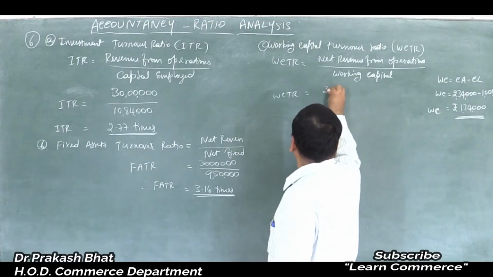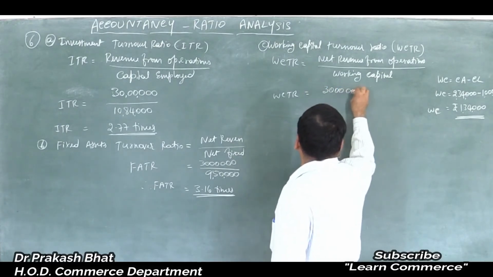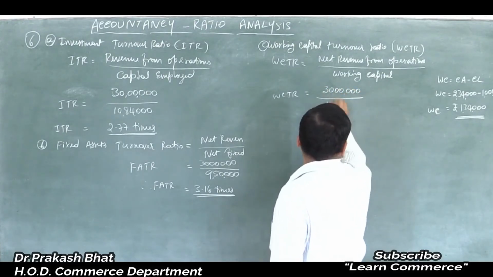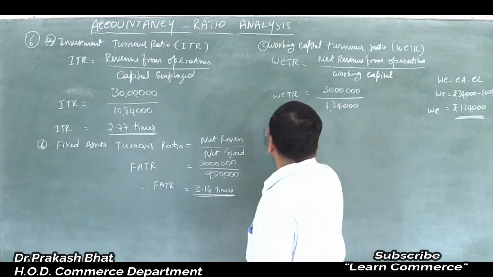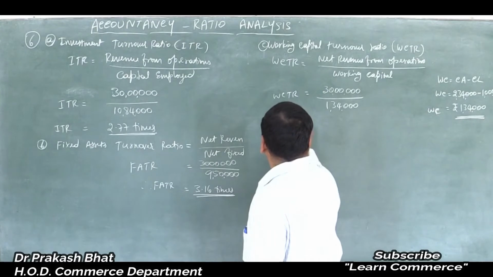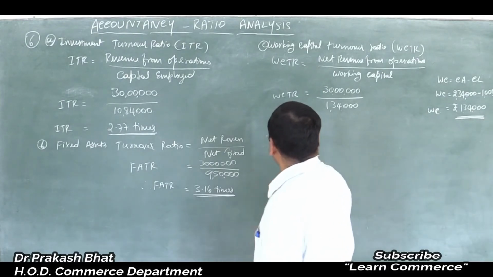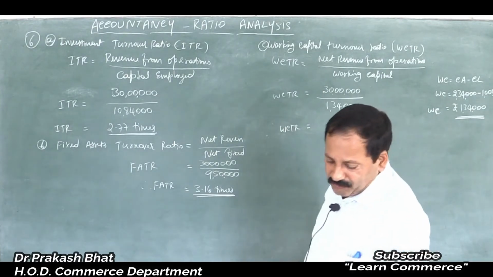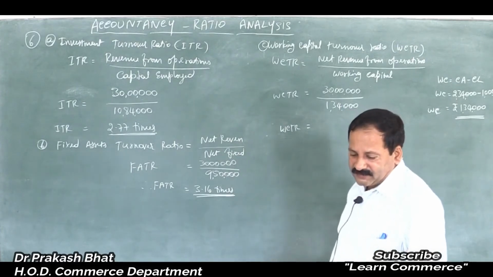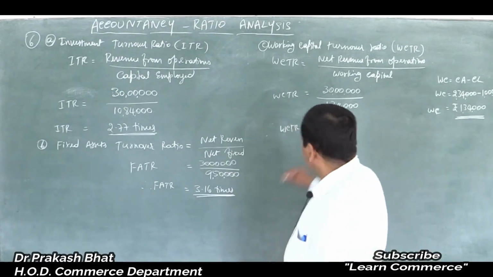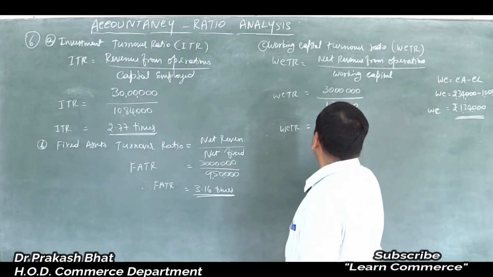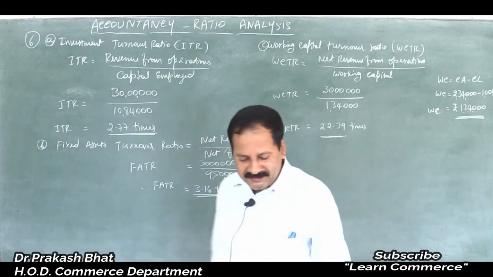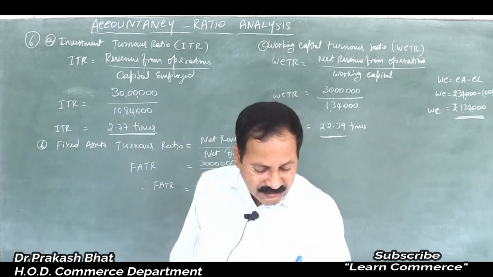Net revenue from operations is already given in the problem. So 30 lakh divided by 1,34,000. Now find out how much it is. Therefore, WCTR is equal to 22.39 times. Yes, the third one is over.